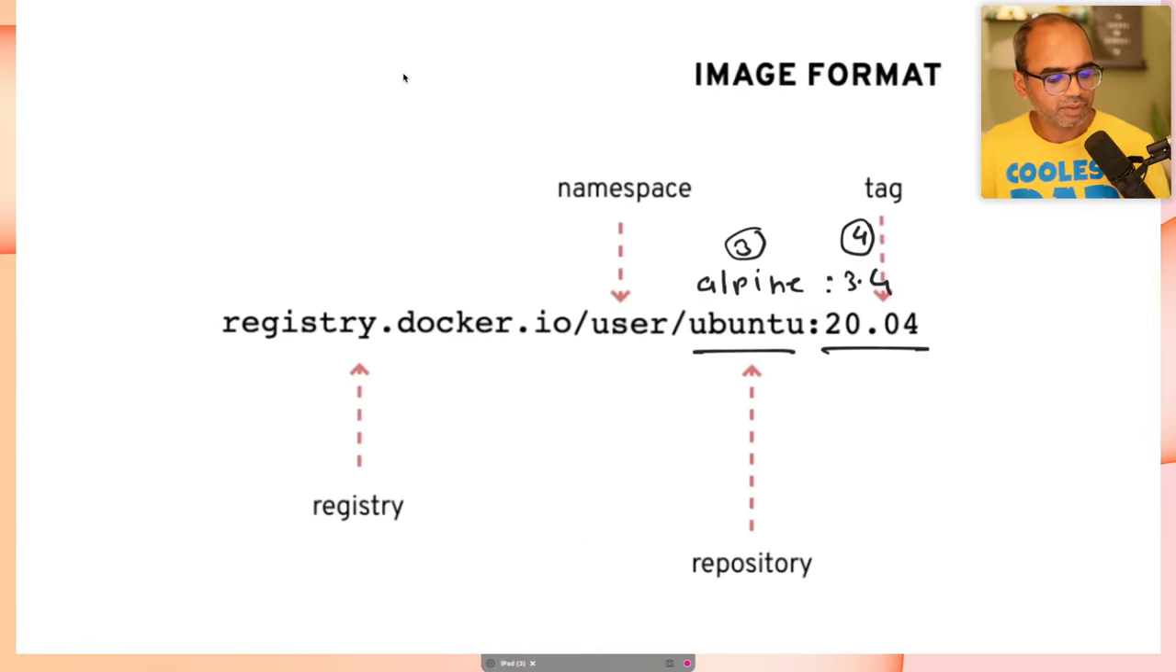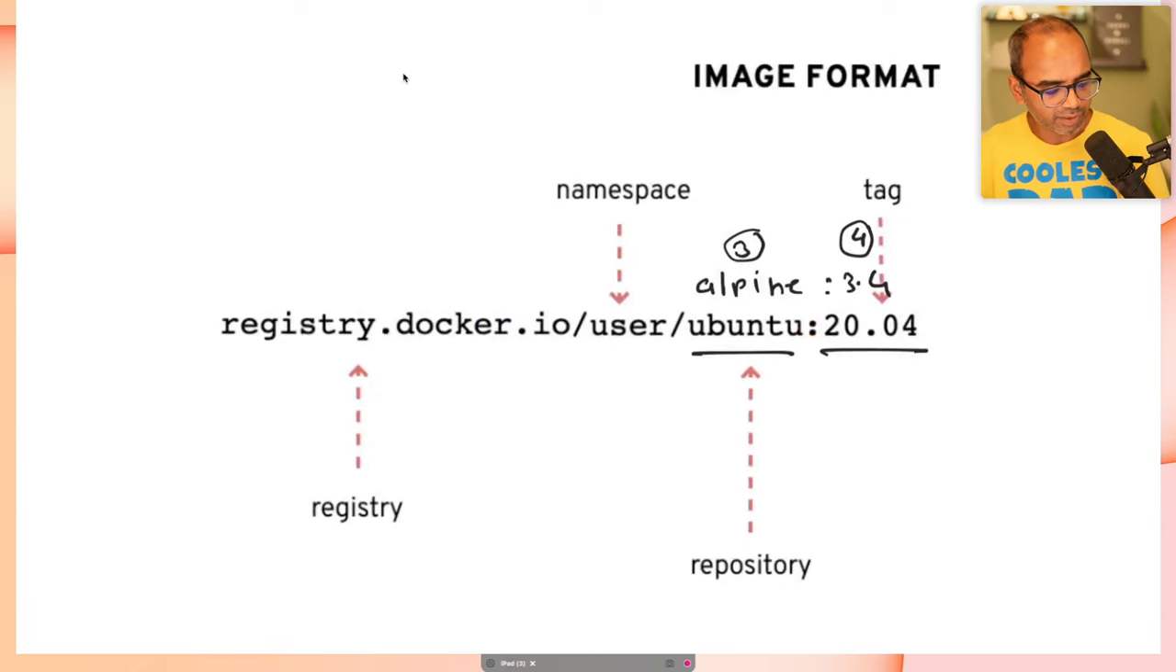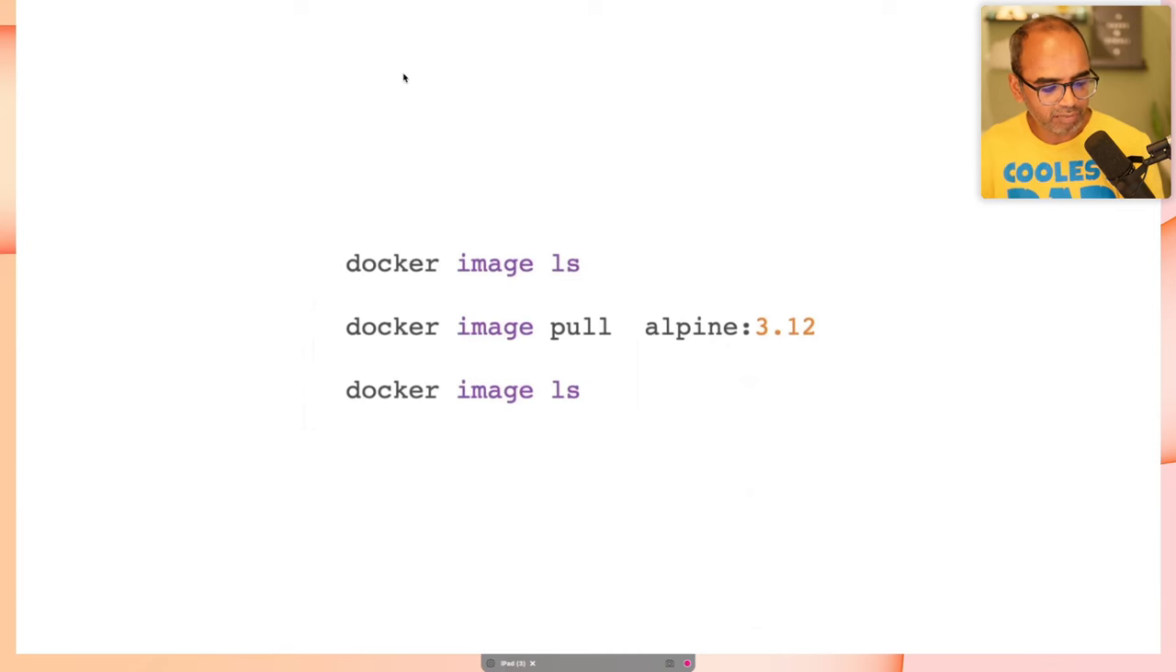Yeah, so this is how it looks. If I have an image like this that I want to launch a container with, this translates to something like this: registry or docker.io/user/repository/the version, the tag basically. That's how the images are named. And you can just use a short name like this.